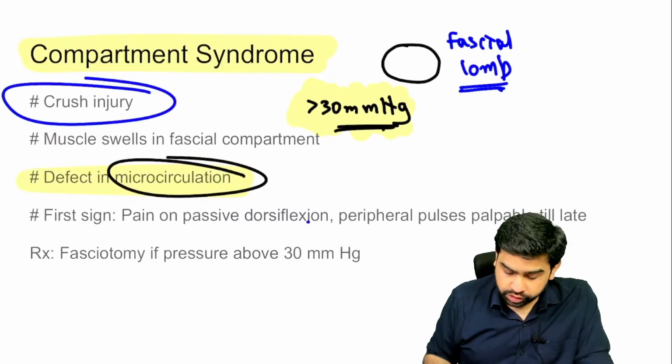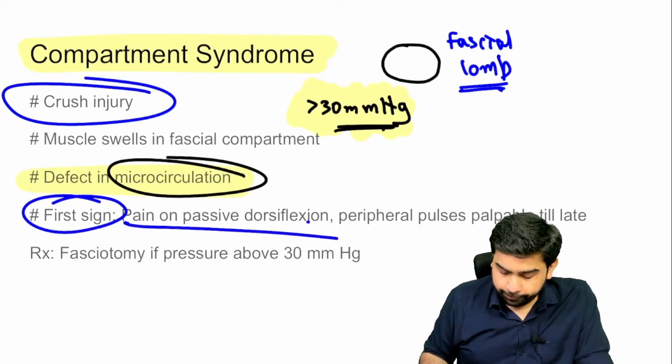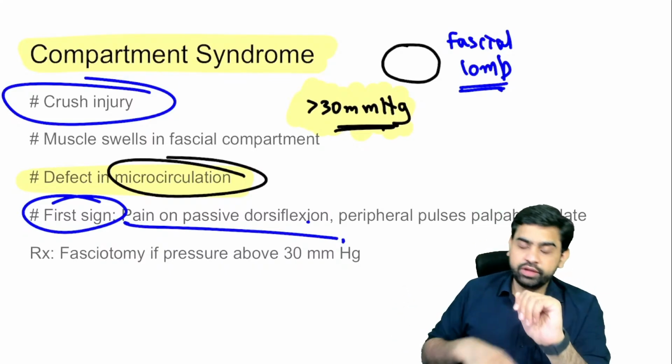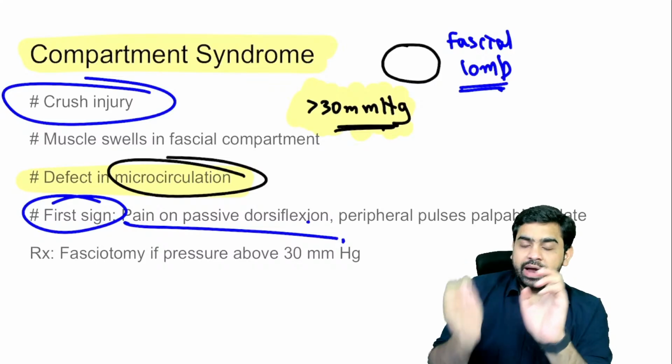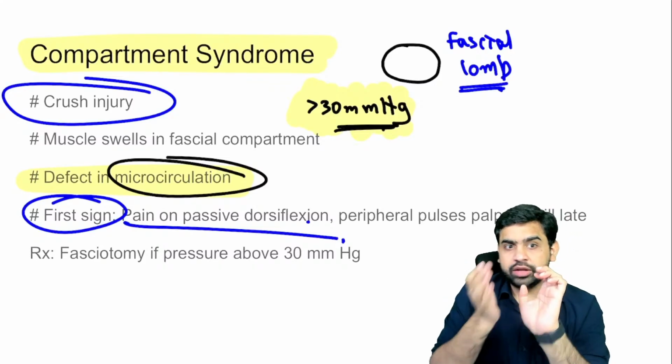So what is the first sign of this? It is pain on passive dorsiflexion. Usually we are dealing with the legs, and whenever you passively dorsiflex the toe, there is pain in the calf muscle. So that is what you need to understand.